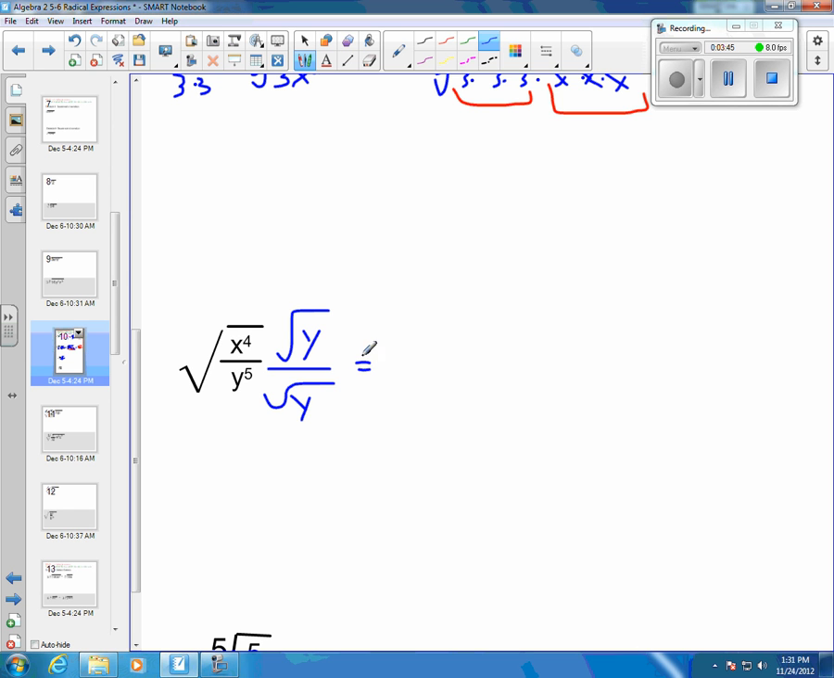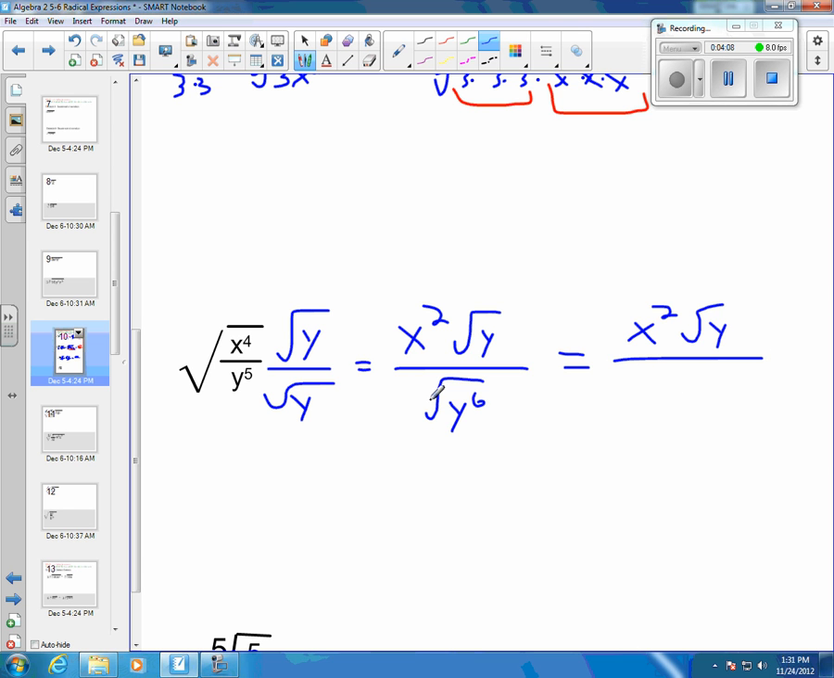And so I'm going to simplify this. The square root of x to the 4th is x to the 2nd. I can't do anything with the square root of y. And this bottom becomes the square root of y to the 6th, which I can then reduce. So this is going to be x squared times the square root of y. That's simplified. And the square root of y to the 6th reduces to just y to the 3rd. There are 3 groups of 2. And that is simplified form. The bottom has no radical, and the top is as simplified as it gets.